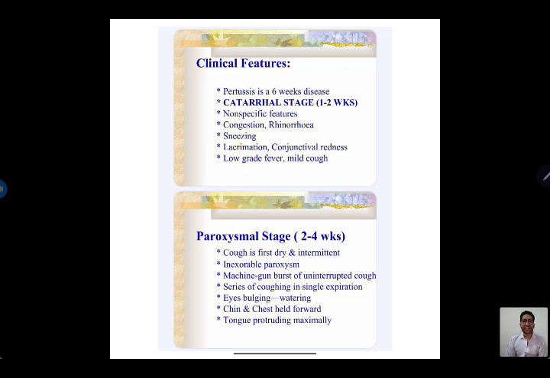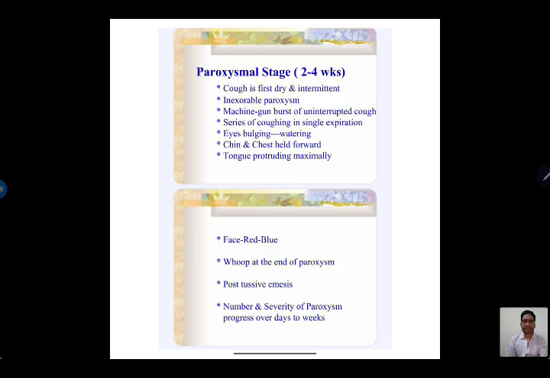Catarrhal stage, 1 to 2 weeks: non-specific features, congestion, rhinorrhea, sneezing, lacrimation, conjunctival redness, low-grade fever, mild cough. Paroxysmal stage, 2 to 4 weeks: cough is at first dry and intermittent, then inexorable paroxysms, machine gun bursts of uninterrupted cough, a series of coughs in a single expiration, eyes bulging, watering, chin and chest held forward, tongue protruding maximally.